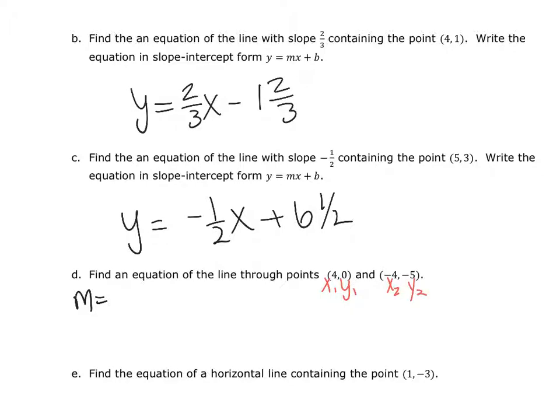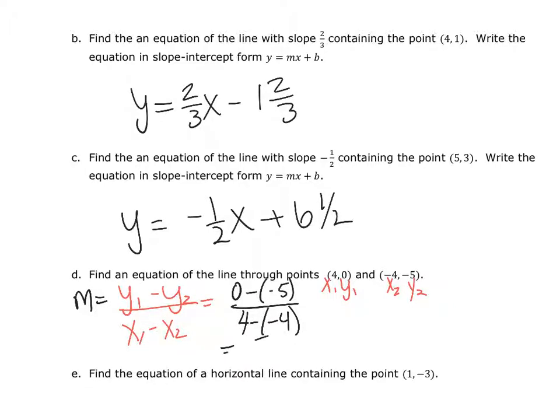x1, y1, x2, y2. And so I know this is going to be y1 minus y2 over x1 minus x2. And so my slope is going to be 0 minus a negative 5 over 4 minus a negative 4. So my slope is going to be a positive 5 in the numerator. And I have 4 minus a negative 4, so it's positive, so it ends up becoming 8. So there's my slope.